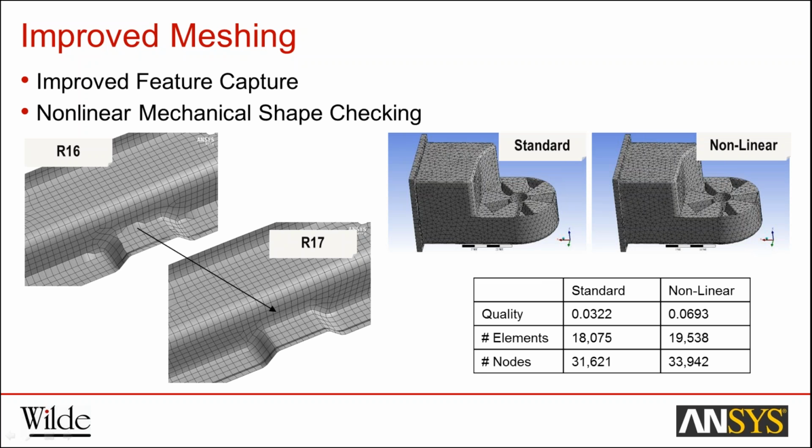We've also got the addition of a non-linear mechanical shape checking tool in version 17. So the 2 parts shown on screen now, these are both meshed in version 17, but one with the standard shape checking and one with non-linear shape checking. You can see the quality is improved from 0.03 to almost 0.07. So a sizable increase in element quality, and associated with that we do get a small increase in the number of nodes, as you'd expect. Now this is really aimed at problems where we've got large deformation, so problems where we might have seen issues with elemental deformation will benefit from this new element shape checking tool.